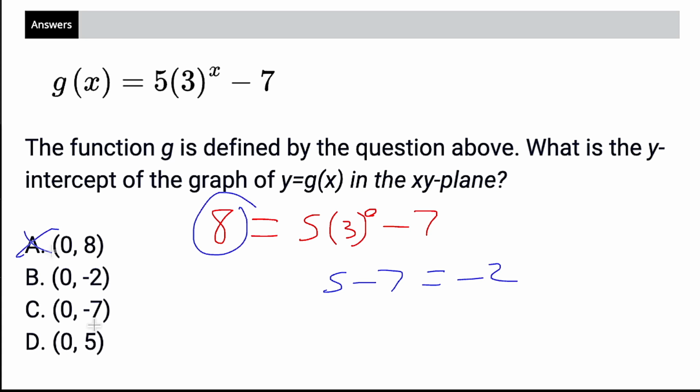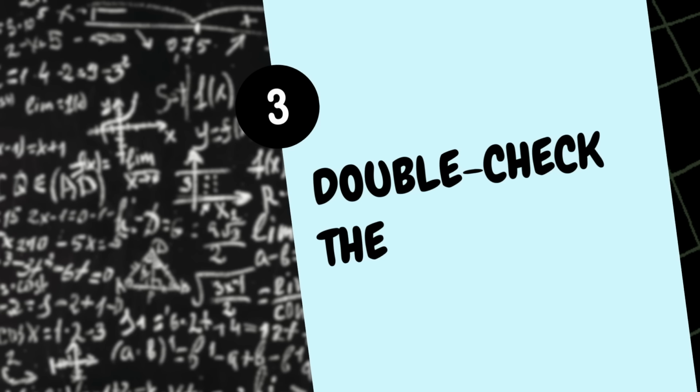So A is out. And then actually I'm looking at 0, negative 2. I know that's going to work out because I just solved for that. So my answer is choice B. Math tip number 3 is to double check the question before you move on.